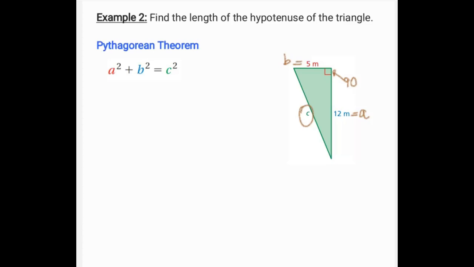Okay, now I'm ready to substitute each of those pieces into the Pythagorean theorem. The Pythagorean theorem is A squared plus B squared equals C squared. So I know my A is 12, so I'm going to put 12 squared, substitute that number. I know my B is 5, so we're going to substitute 5 squared equals, and I don't know what my C is, so we're going to keep that as my C squared.